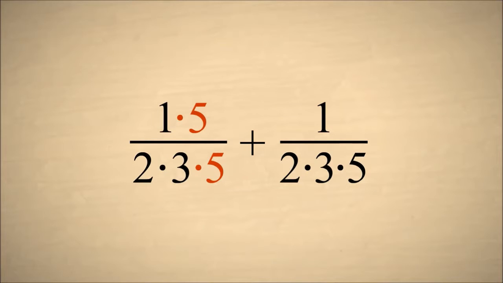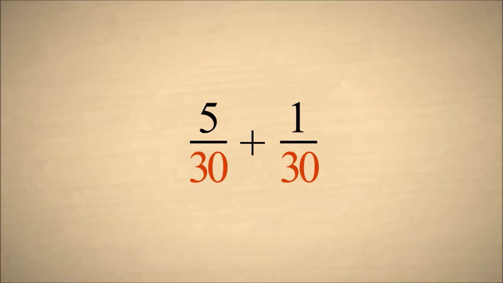This doesn't change the value of the fraction since it's the same as multiplying the entire fraction by 1. However, its denominator will gain the additional factor of 5 that it needs. The two fractions will then have a common denominator of 30.